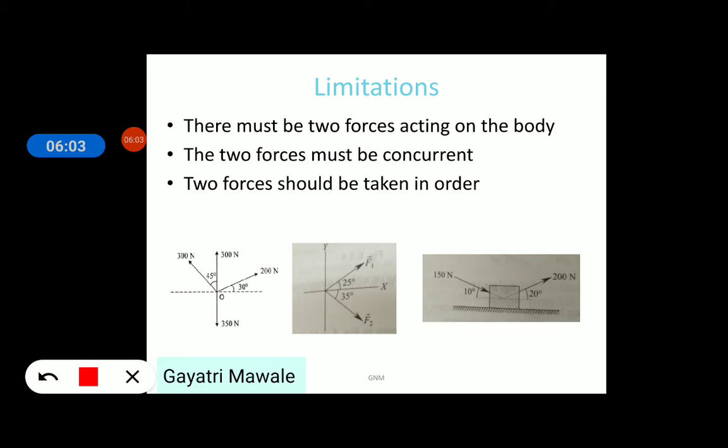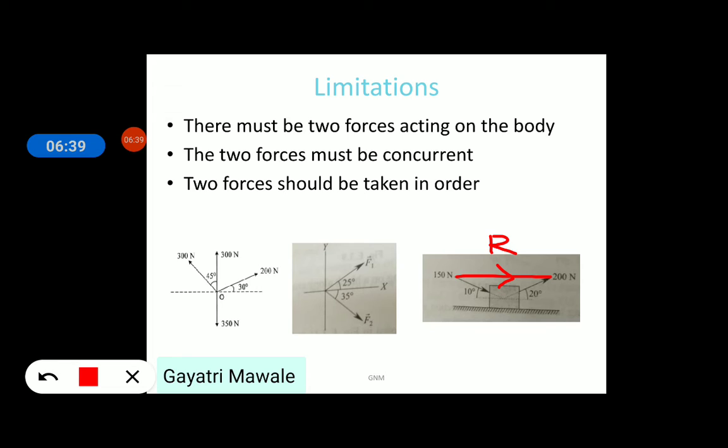In third diagram, can we find resultant of two forces using triangle law of forces? Yes. Here there are only two forces. The two forces are concurrent and the two forces are taken in order. So if we simply close this triangle, then third side will give resultant of the two forces taken in opposite order. So direction of resultant will be like this in this figure.